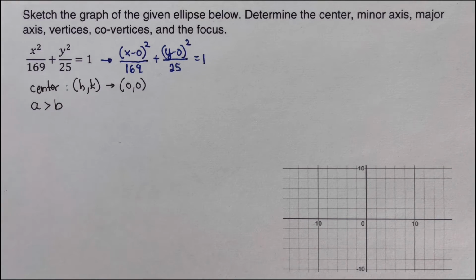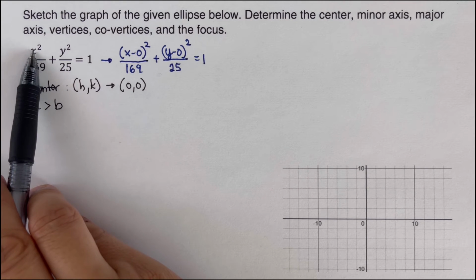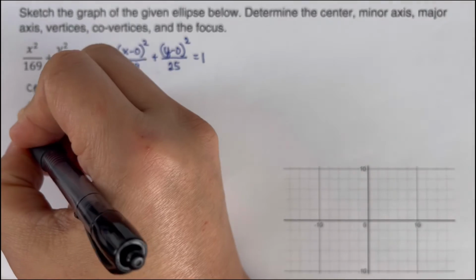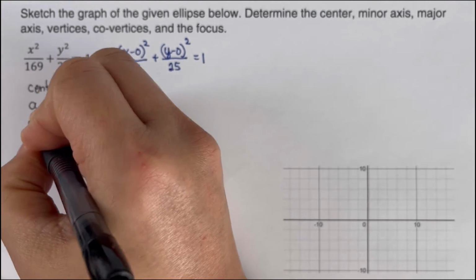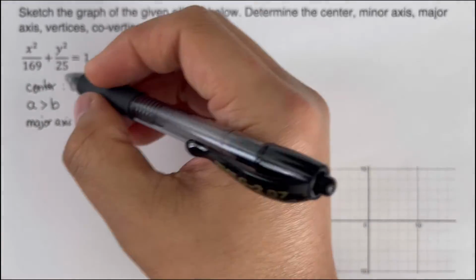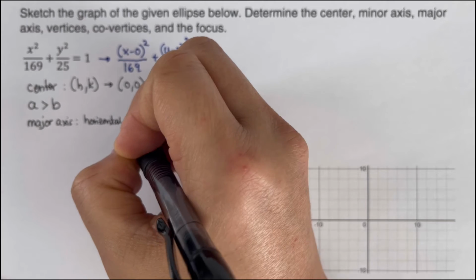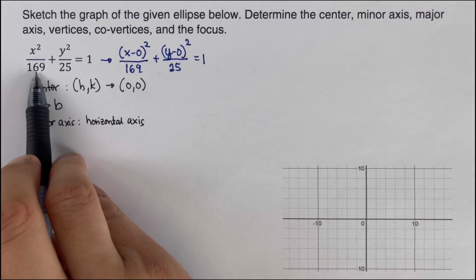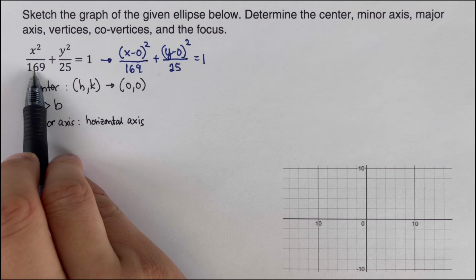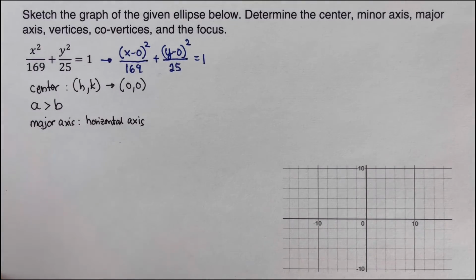Now, we also remember that whichever is the bigger number, we look at the letter on top of it, and that's an x. So therefore we can say that the major axis is the horizontal axis. I'm just going to write that down here. So our major axis is the horizontal axis. Again, the reason for that is because 169 is bigger than 25, and 169 is the denominator of the x, and the x represents the horizontal axis.